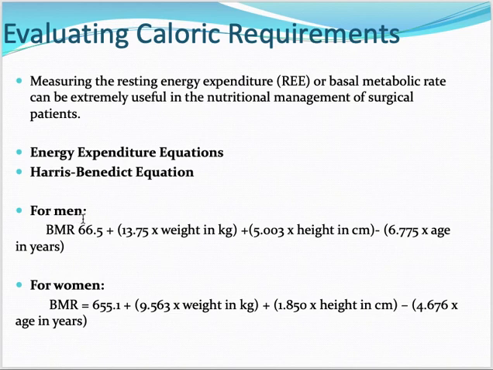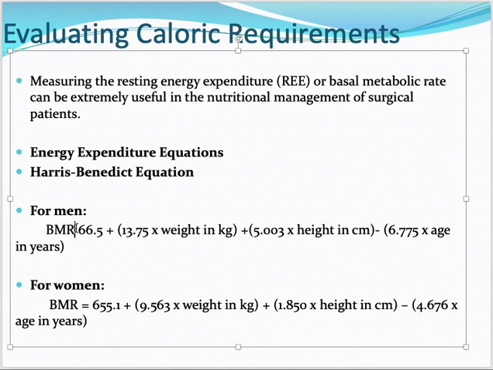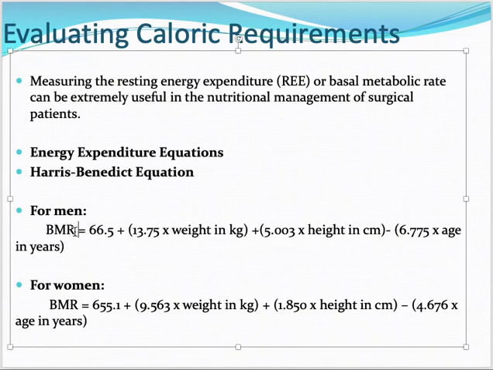Again, you don't have to remember that, but you can see over here, for men it is BMR is equal to, there should be an equal sign here. BMR, basal metabolic rate, is equal to 66.5 plus 13.75 multiplied by weight in kg plus 5.003 multiplied by height in centimeters minus 6.75 multiplied by age in years. Okay, no one is such a superman that they can remember these equations. This is just to give you an idea. And for women, this one is this thing.